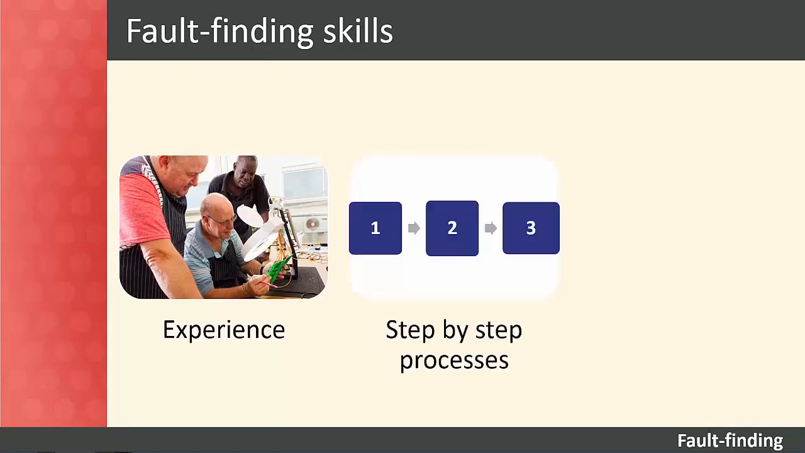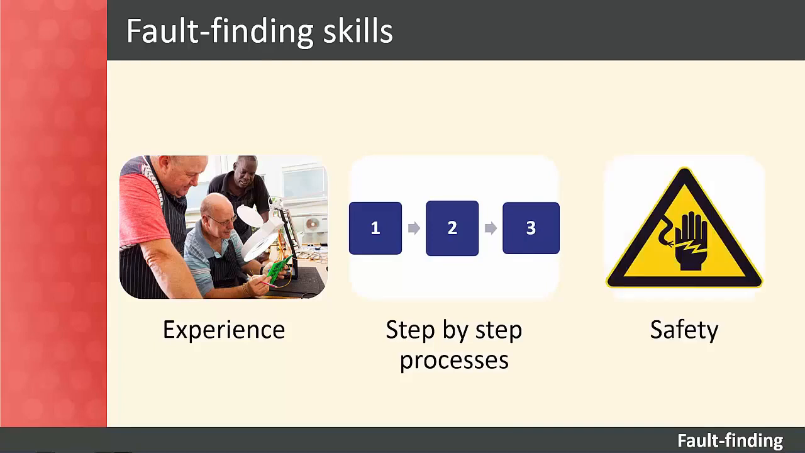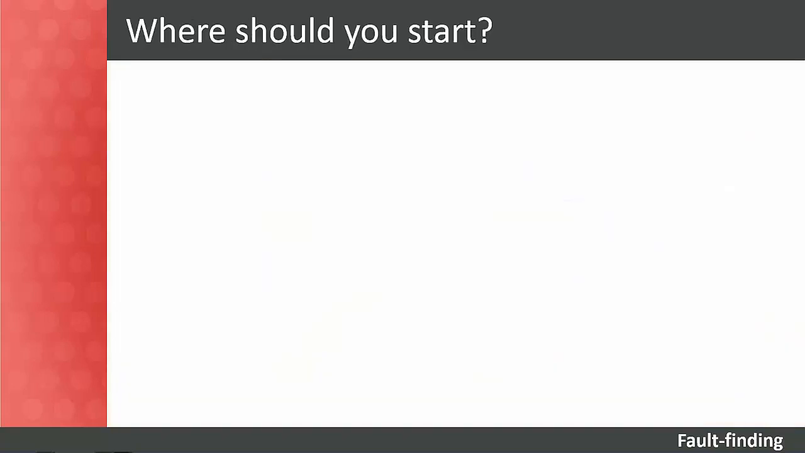However, there are step-by-step processes that your students can follow on how to go about finding problems with various types of electronic equipment using generic and specific procedures. Please remember that there are no shortcuts and safety must always be considered, especially when working with AC mains equipment. So where should you start? The answer to this question is different for every situation, and even with practice, you may often come across problems that cannot be explained immediately.